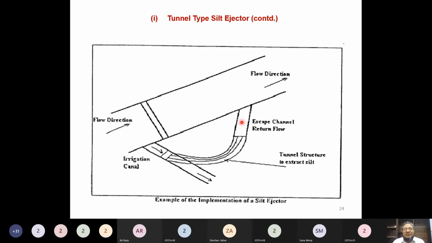And this is the escape channel. And this channel is at a relatively high slope. And then this water, which carries high sediments, is discharged back into the same river on the downstream of the barrage. And now the water from upper layers, which has less sediments, is allowed to move further downstream in the canal. So that is the basic concept of the silt ejector. Could you follow it?